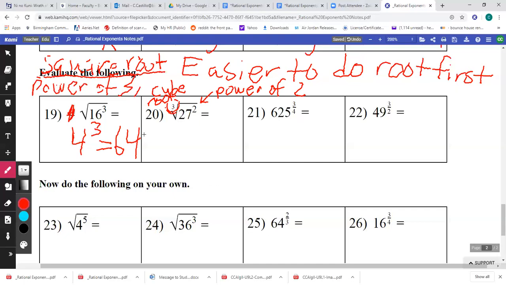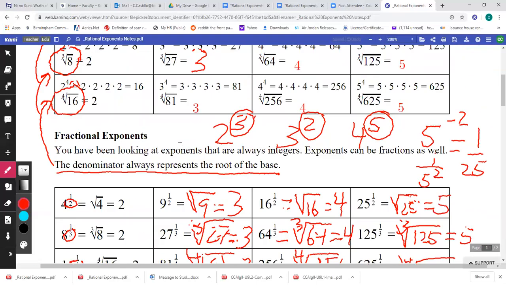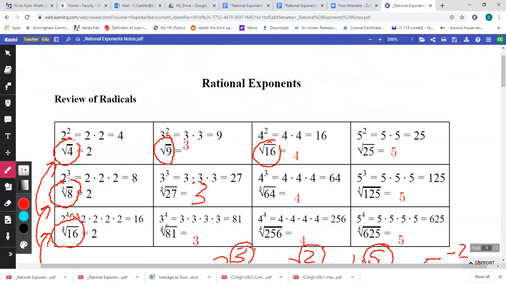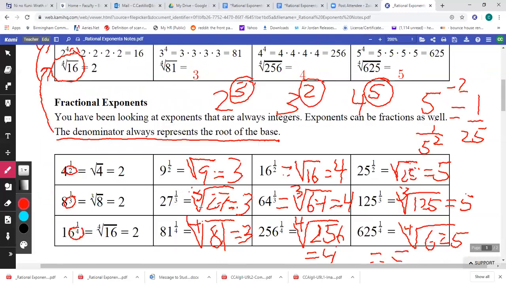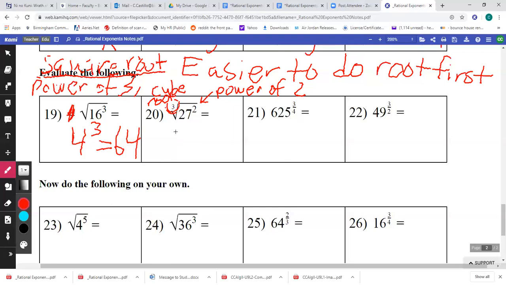Well, a lot of you probably know what it is, but if you're having trouble, look back up here. The cube root of 27 is 3. So what I'm going to do is replace this cube root of 27 with 3. We're going to keep the power there. And so my answer here is 9.